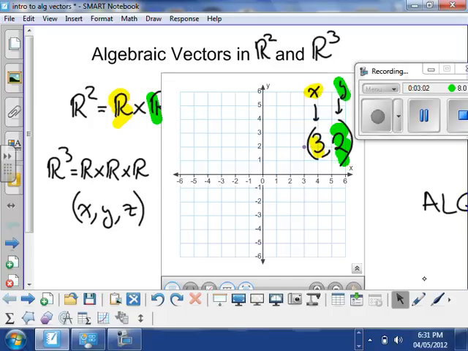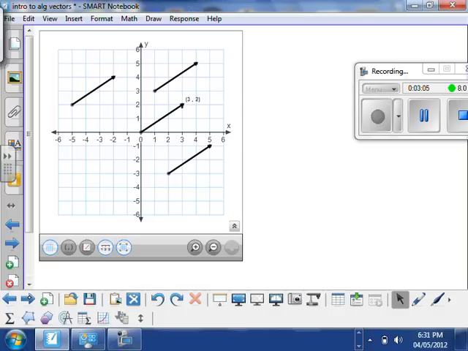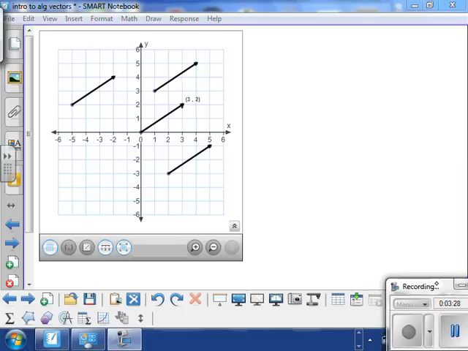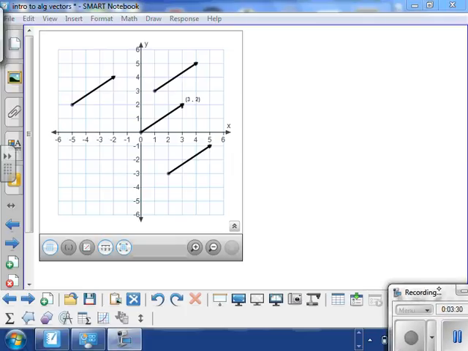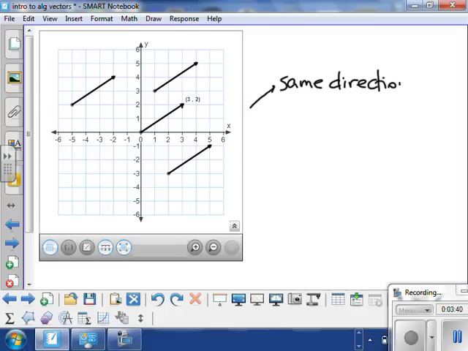Good. So now that we got this, let's move on and take a look at vectors in R2. Two-dimensional vectors in a Cartesian plane. What I have here on my Cartesian plane, I have some vectors. What do I notice about these vectors? Number one, I notice that they all have the same direction. Yes, they are parallel, they have the same direction.